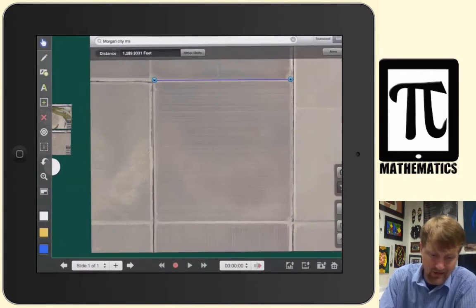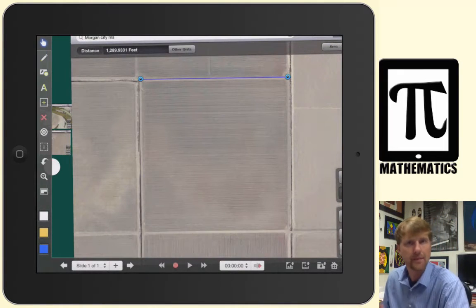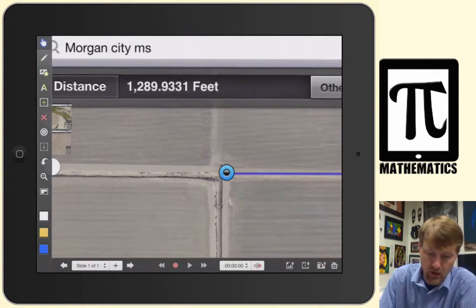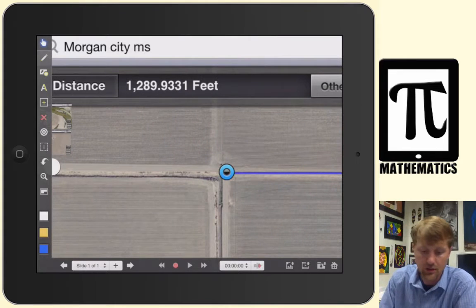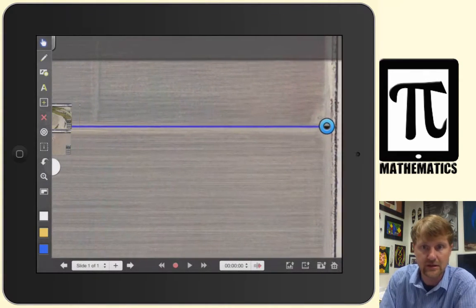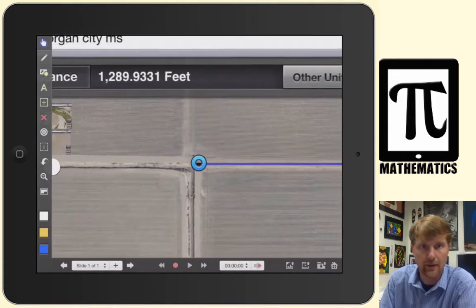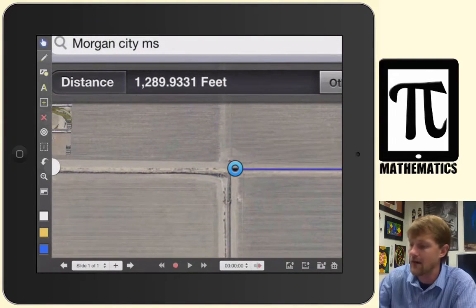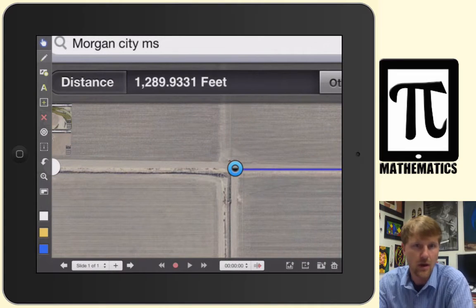I found as close as I could to a square piece of property, and we'll notice that when you do the GeoMeasure, you can draw a line, you can create a distance on the GeoMeasure app, and then it will tell you how far it is in feet. And so what we'll do is, that's 1,290 feet. We'll round to the nearest whole foot.